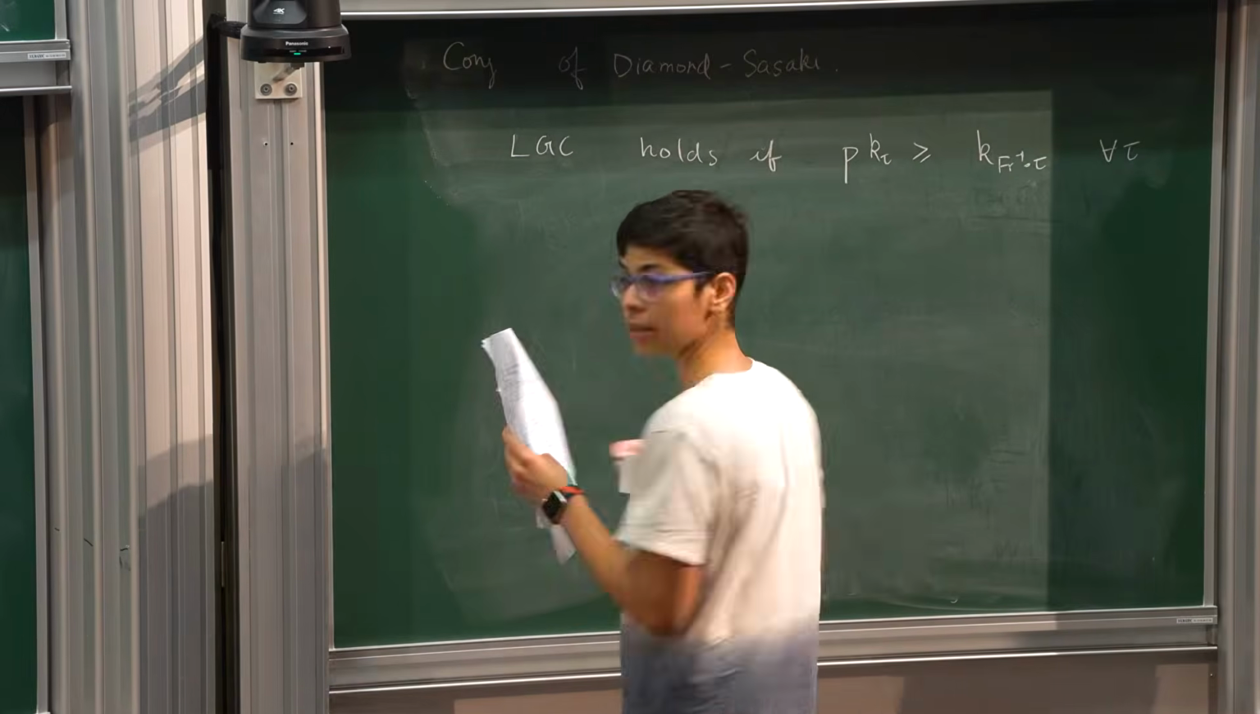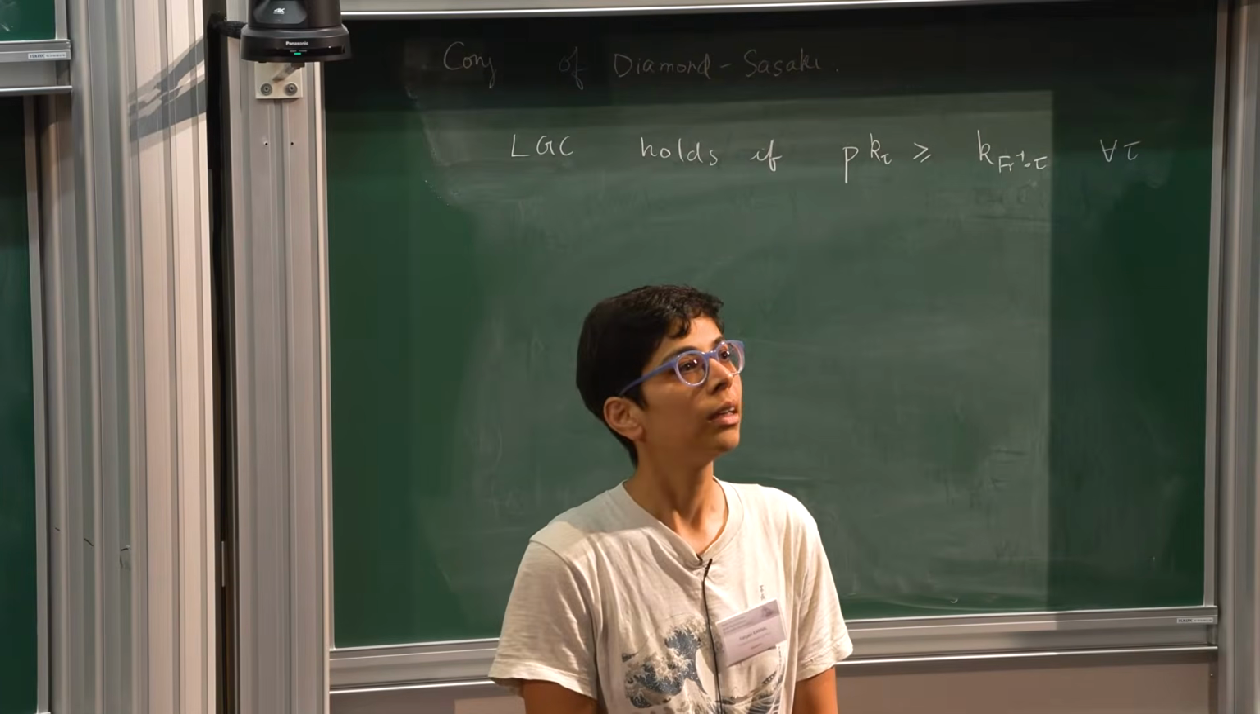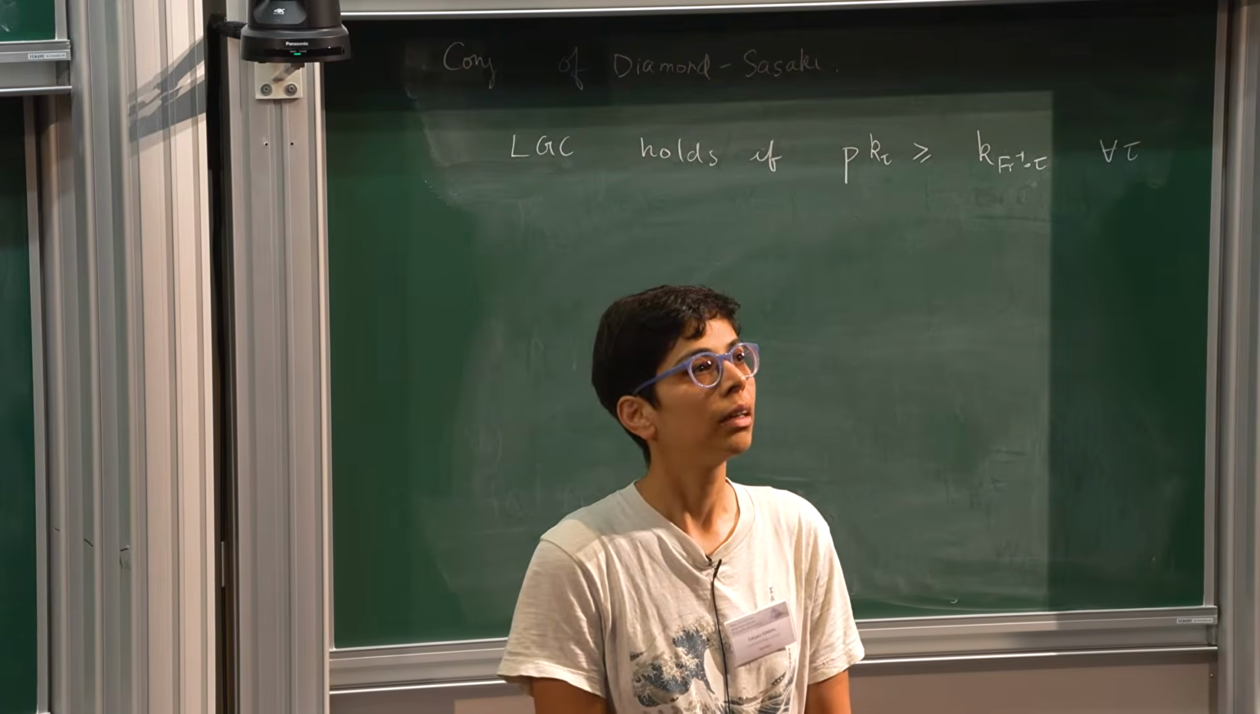Right. So can I ask a very, very naive question? I apologize if I missed an explanation you gave orally. Why is this called local global compatibility?